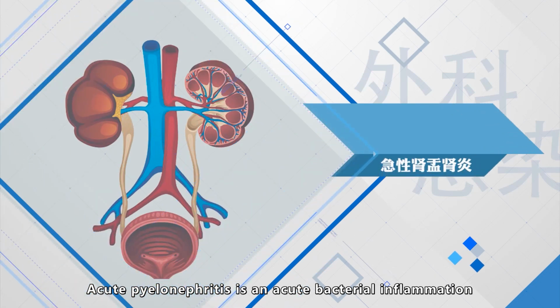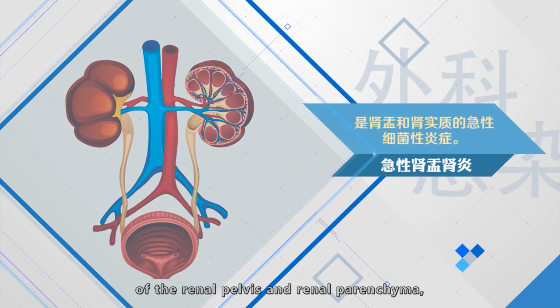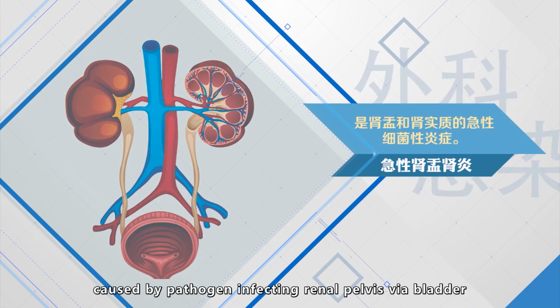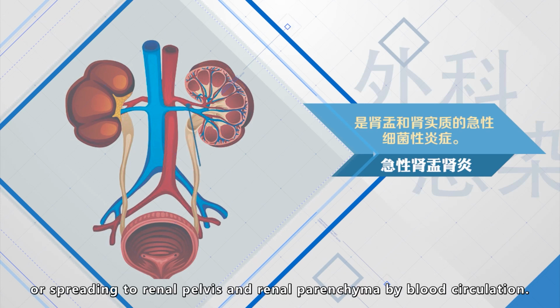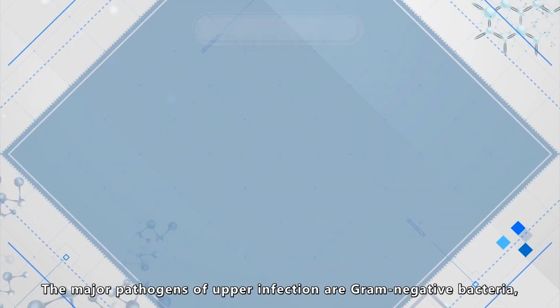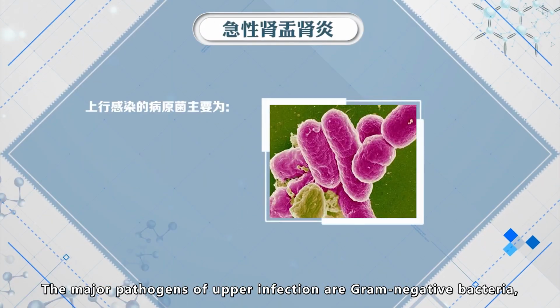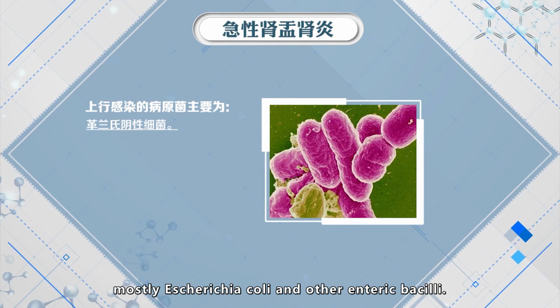Acute pyelonephritis is an acute bacterial inflammation of the renal pelvis and renal parenchyma, caused by pathogens infecting the renal pelvis via the bladder and further infecting the renal parenchyma, or spreading to the renal pelvis and renal parenchyma by blood circulation. The major pathogens of upper infection are gram-negative bacteria, mostly Escherichia coli and other enteric bacilli.